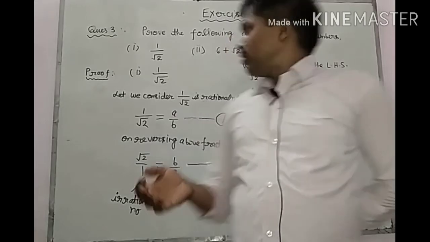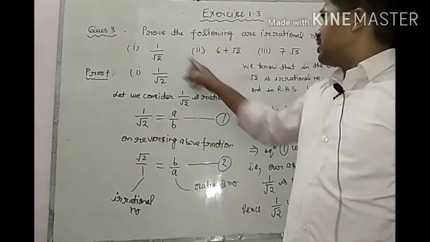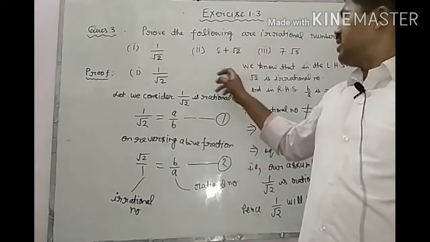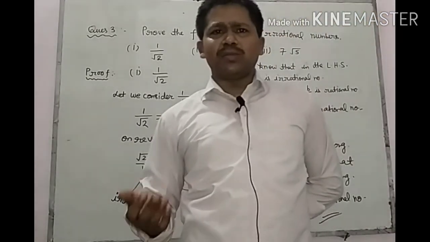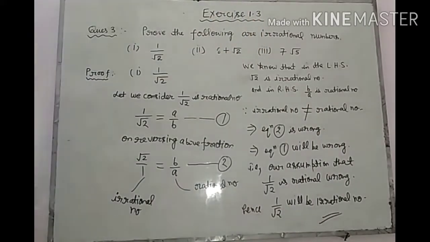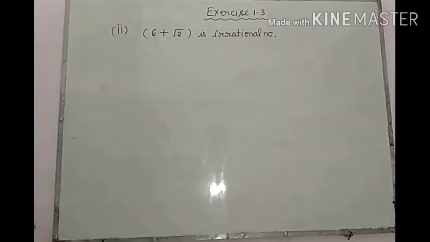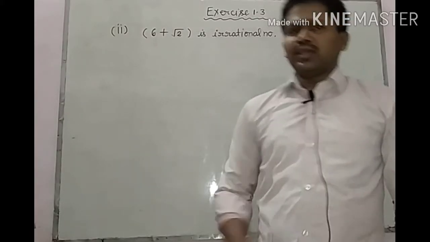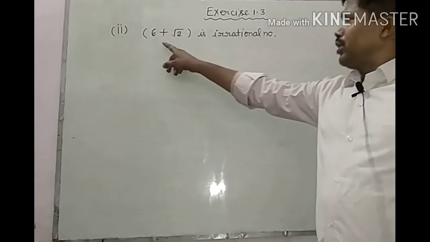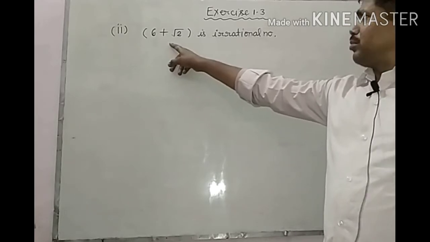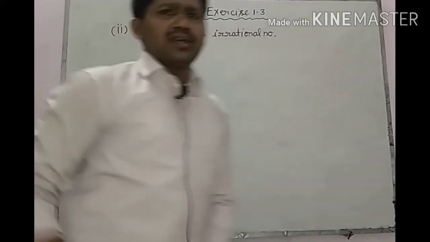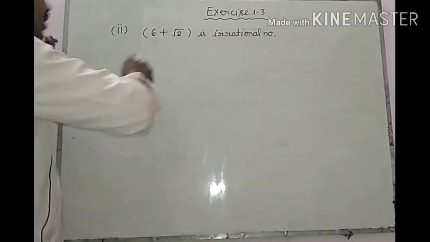Your first part has been proved. We start the next part, 6 plus root 2. We have to prove that 6 plus root 2 is an irrational number. Please take a screenshot. Students, your second part is present on your screen. First of all, we consider this is a rational number. Proof.